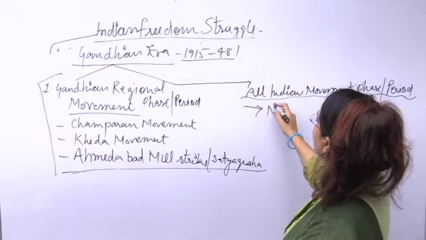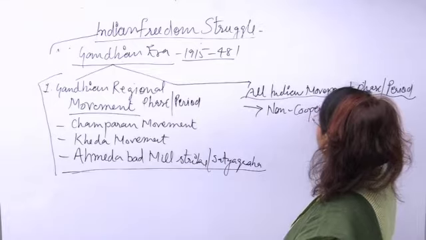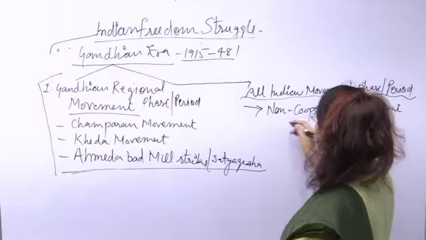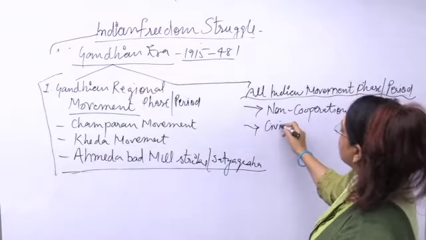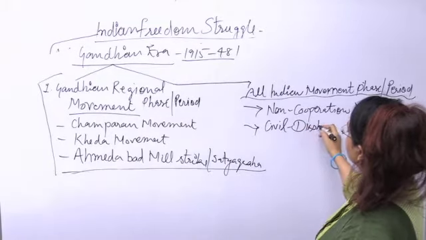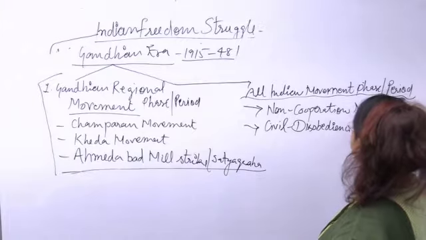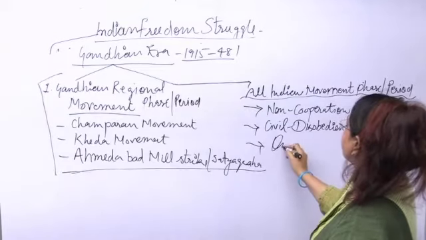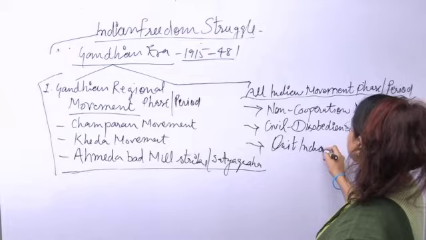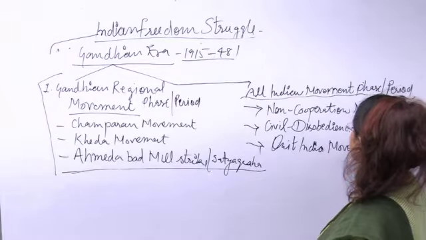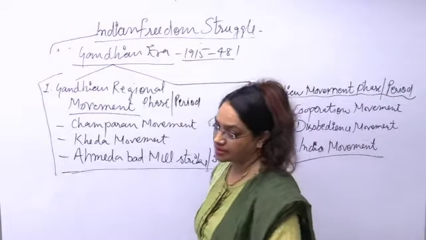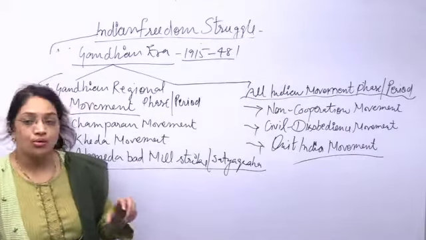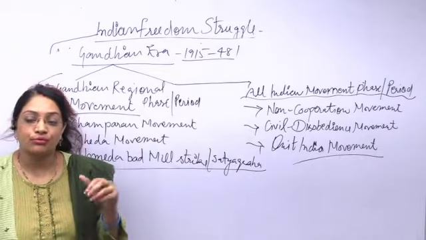So it starts from the non-cooperation movement, civil disobedience movement, quit India movement, right? This was the categorization. Okay, this explanation is given in many books. Okay, so now I'm going to explain what is necessary from civil services point of view.